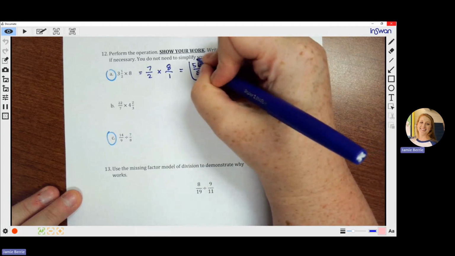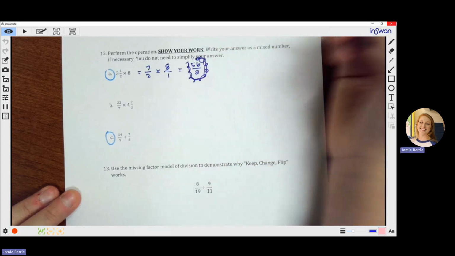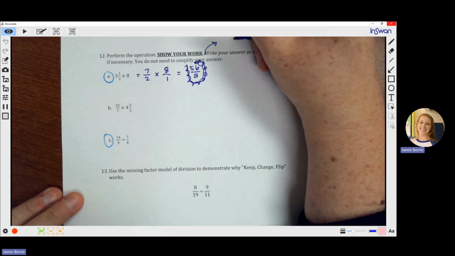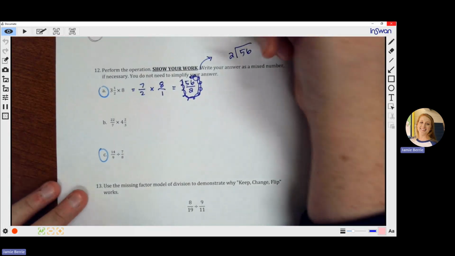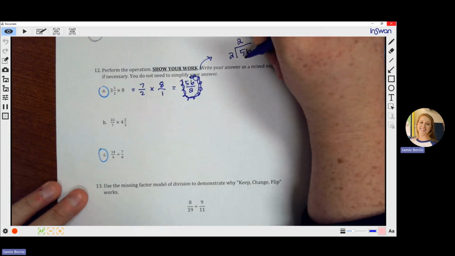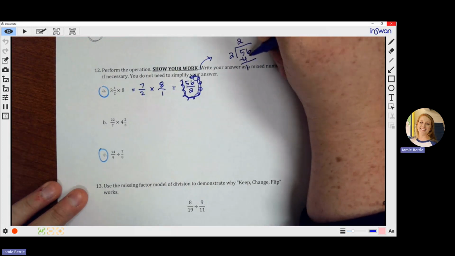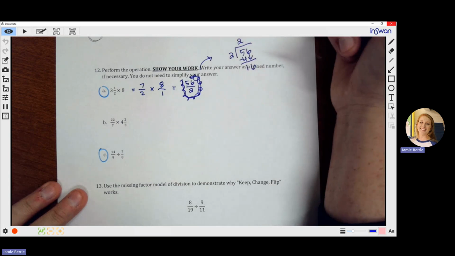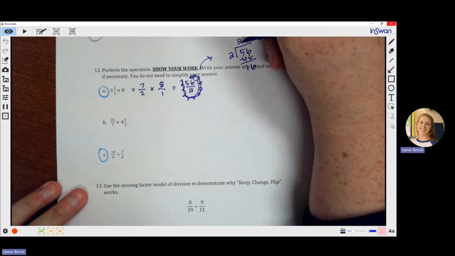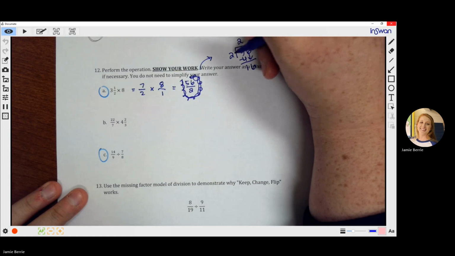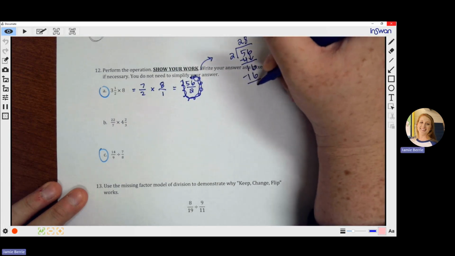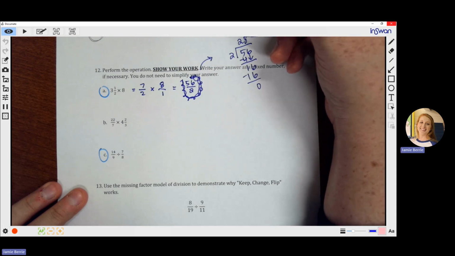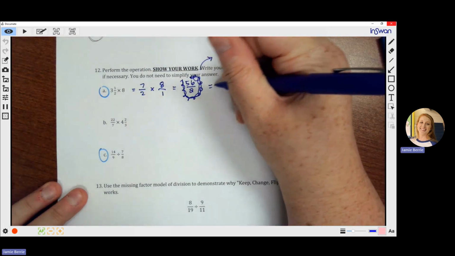Oh, I need to make that into a mixed number. My bad. Let's do that. We'll go off to the side and do that. 2 into 56. 2 goes into 5 2 times. That's 4. Drop down the 6. Let's see. 2 goes into 16 8 times. All right, so minus 16 is 0. So my mixed number is 28 and 0/2, or just 28.